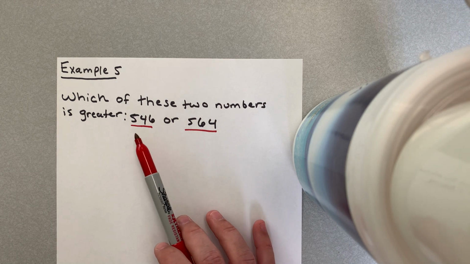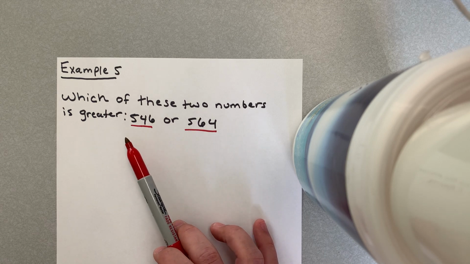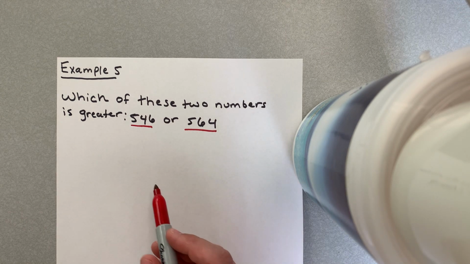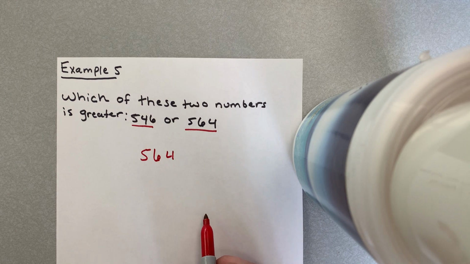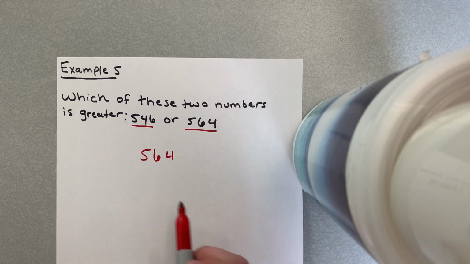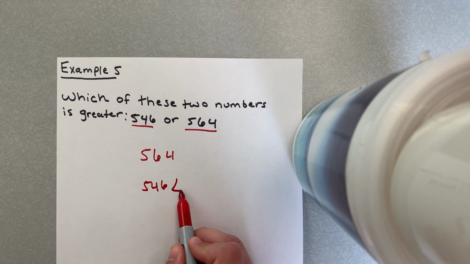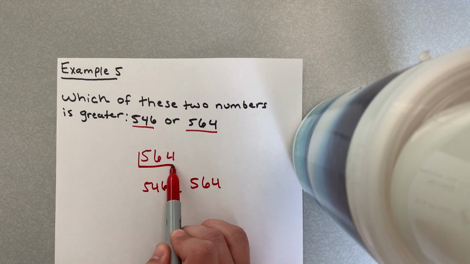Well, I tell myself, which is bigger, 4 or 6? Well, seeing as in the hundreds they're both the same, and I go to the tens, so I'm looking at the 4 and the 6, I'm saying 6 is greater, so 564 is greater. So another way we could write, we know that this is greater, is 546 is less than 564. But 564 is greater. Okay, let's look at another example.